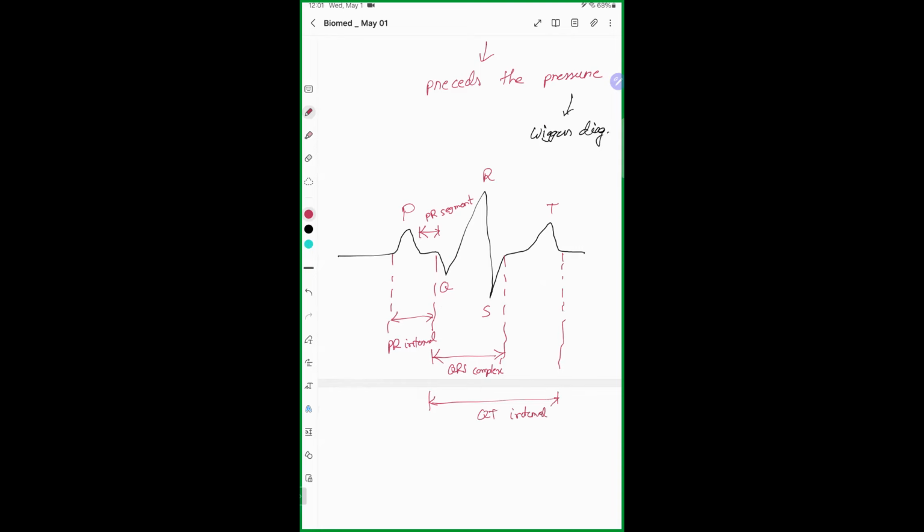And from S to T, there is also a distance. Before T starts, this is called the ST segment. This is important. We'll see about this one. These are important, something we need for the analysis of the ECG signal. So what else? PR interval, QT interval, PR segment, ST segment, QRS complex. Achha, now we'll see how these things actually relate. Any question so far?